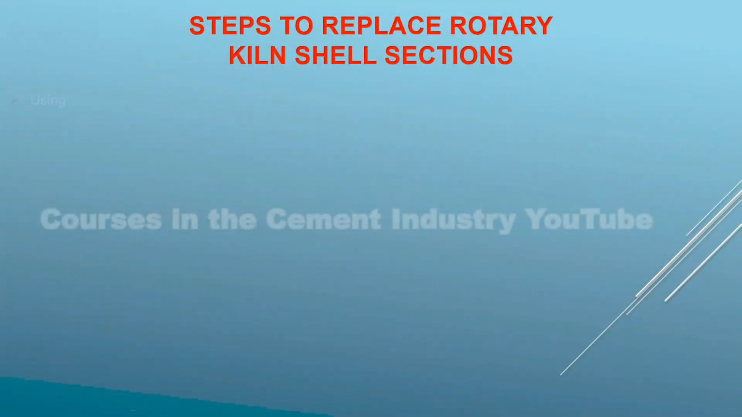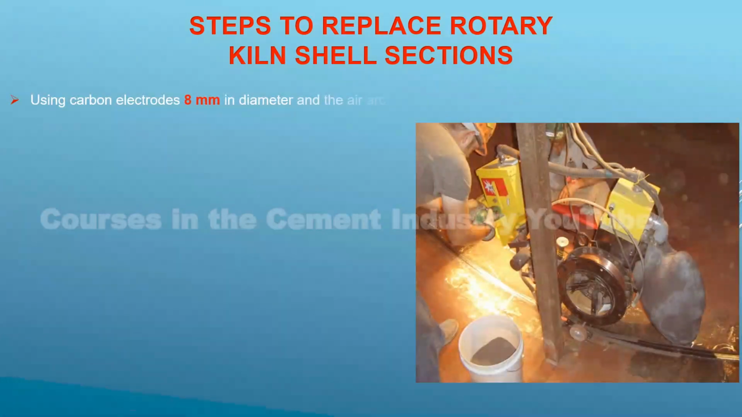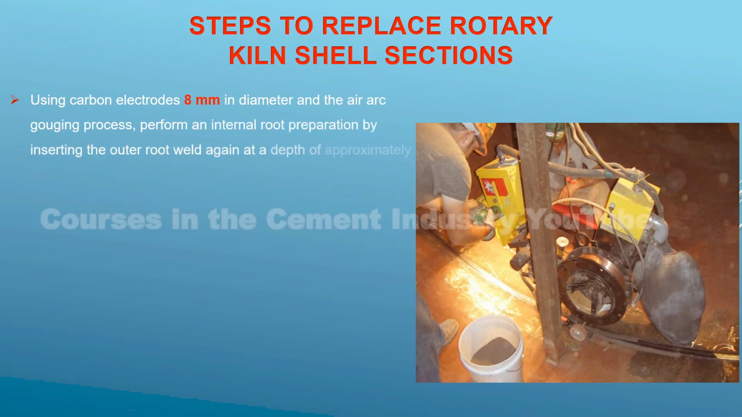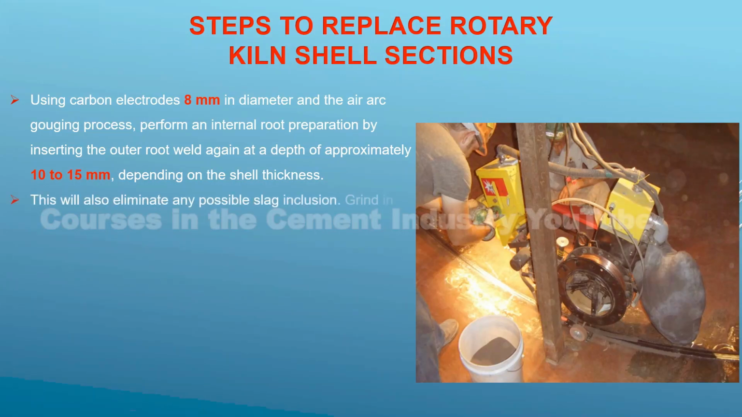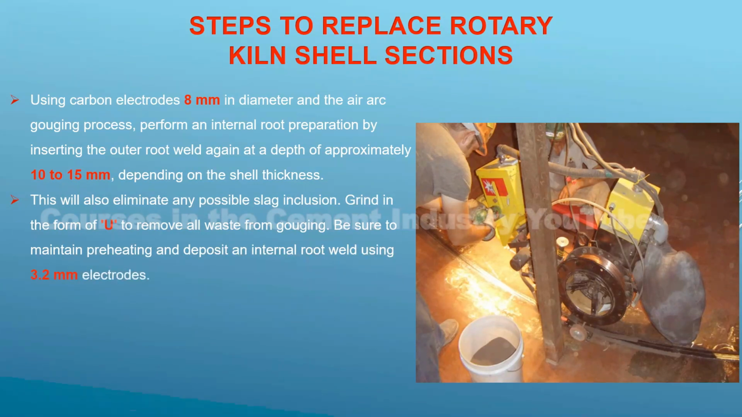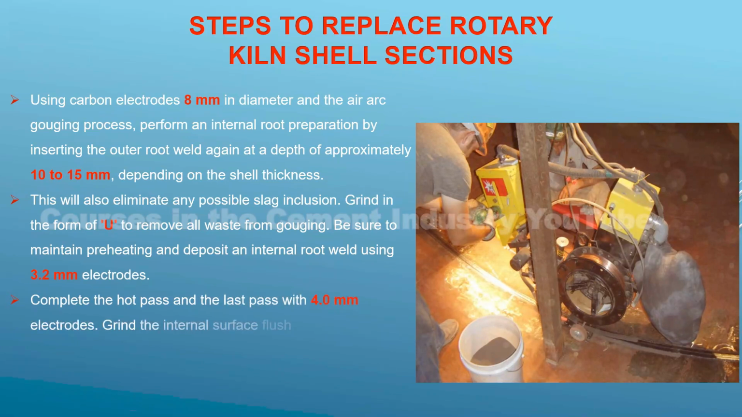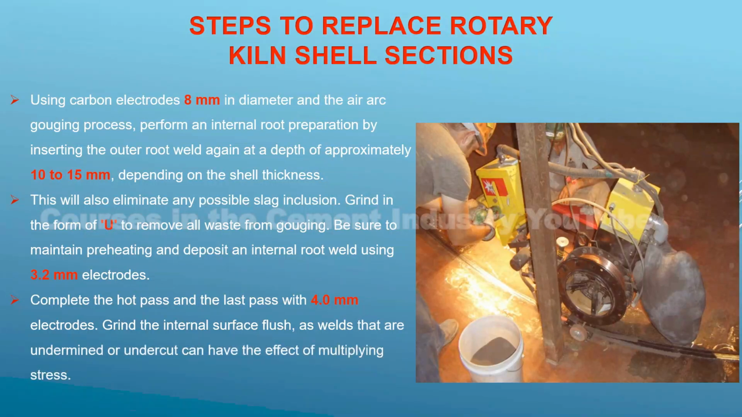Step 22. Using carbon electrodes 8 mm in diameter, and the air arc gouging process, perform an internal root preparation by inserting the outer root, weld again at a depth of approximately 10 to 15 mm, depending on the shell thickness. This will also eliminate any possible slag inclusion. Grind in the form of a U-shape, to remove all waste from gouging. Be sure to maintain preheating, and deposit an internal root weld, using 3.2 mm electrodes. Complete the hot pass and the last pass, with 4 mm electrodes. Grind the internal surface flush, as welds that are undermined, or undercut can have the effect of multiplying stress.